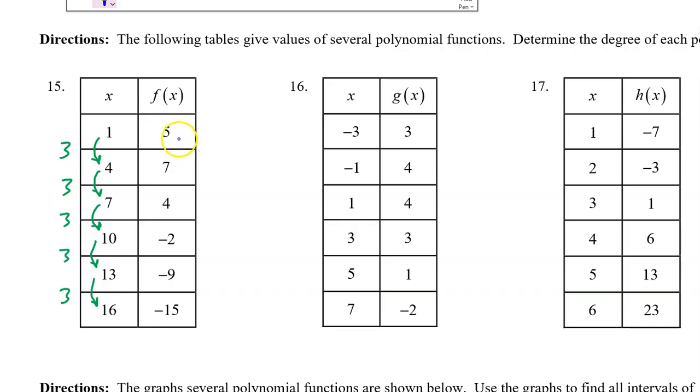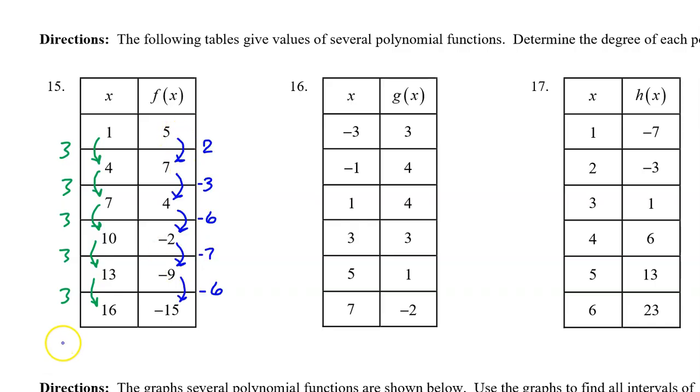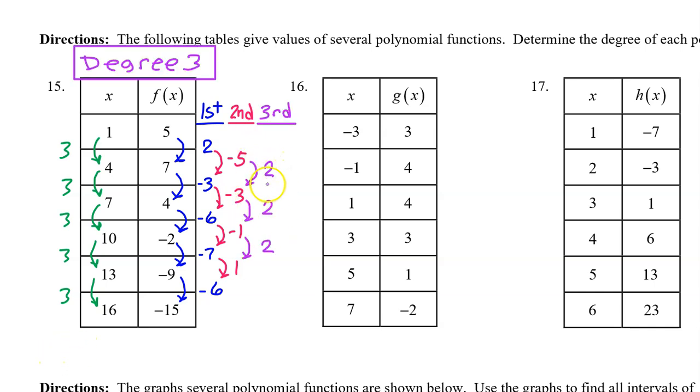So let's find the first differences. These are the first differences, and they are not constant, so this is not degree 1. Now let's find the second differences. The second differences are still not constant, so this is not degree 2. Now let's find the third differences. The third differences are all 2. Since the third difference is a constant, this polynomial would be degree 3.